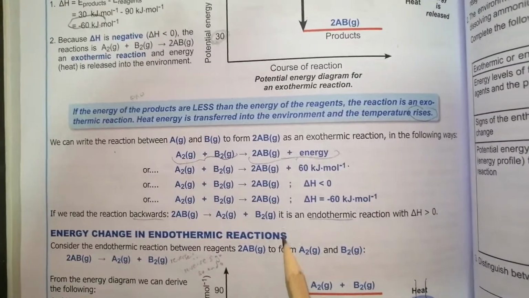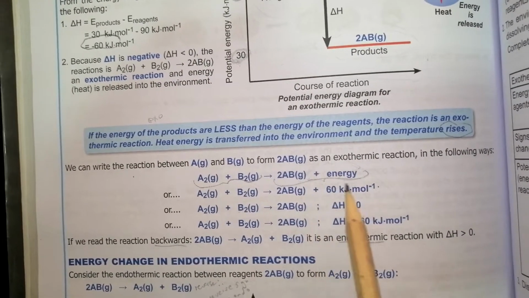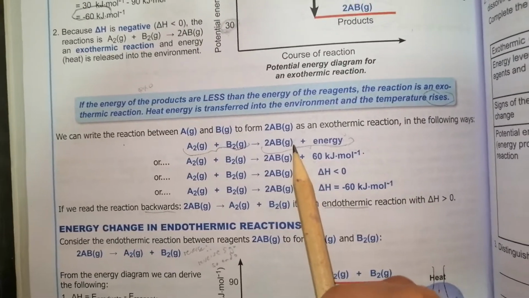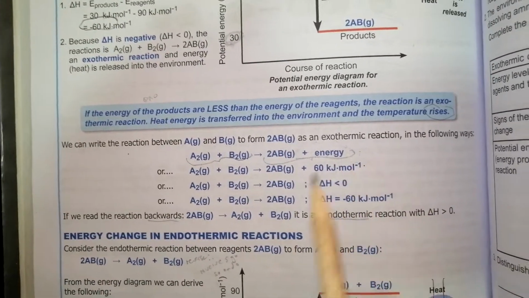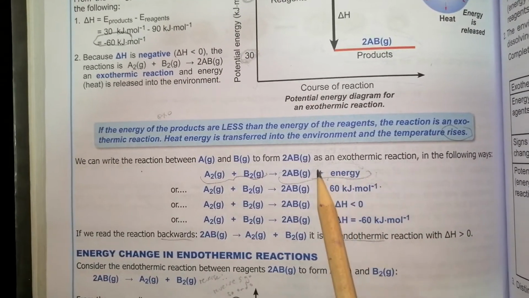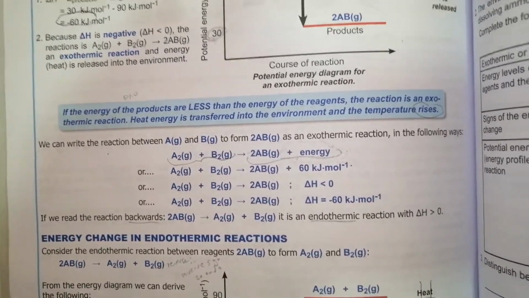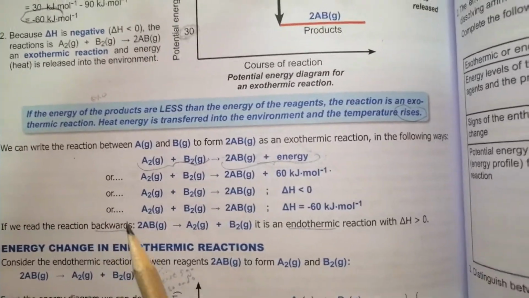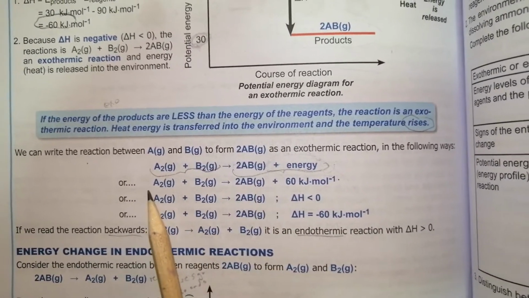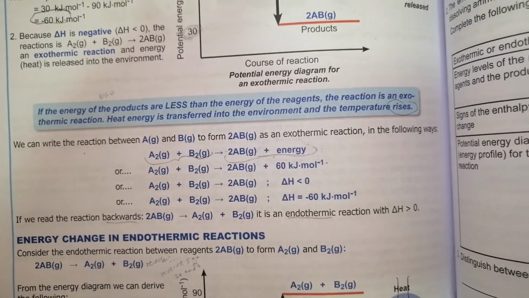So the one way that they can show it's an exothermic reaction is by writing energy as part of the products. Okay, so you write the chemical reaction, and then as a product you'll say plus energy. Just remember you write the product plus whatever other products you have, and energy will be one of the products. So if energy is a product, it's an exothermic reaction. Another way they can show an exothermic reaction is they write the chemical reaction. So you have your A2 plus B2 giving you 2AB plus 60 kilojoules per mole.